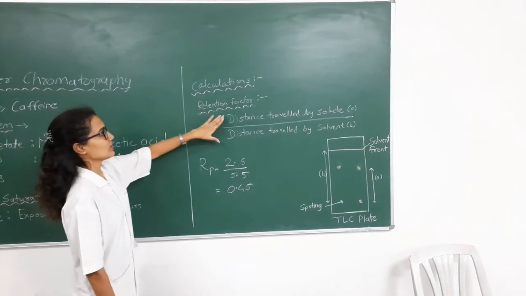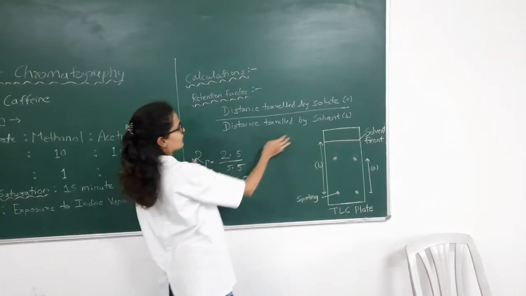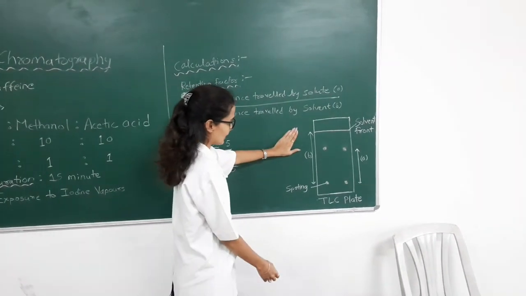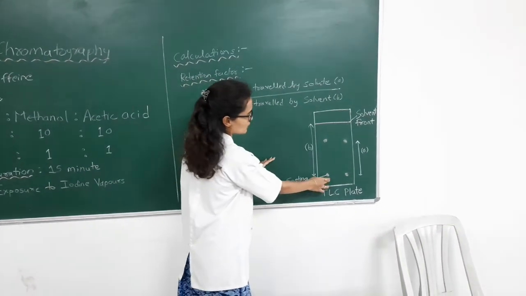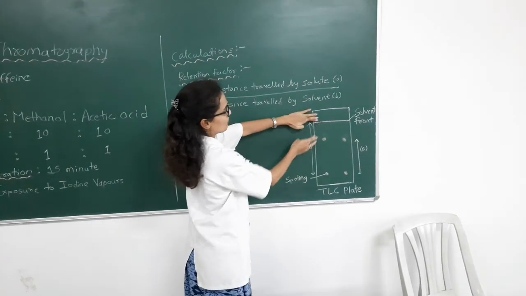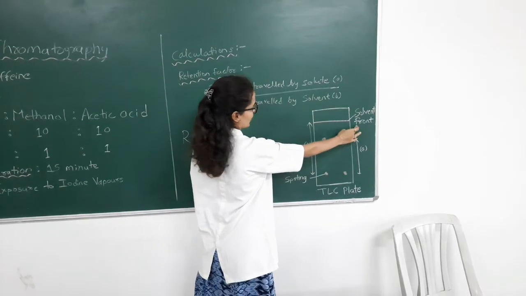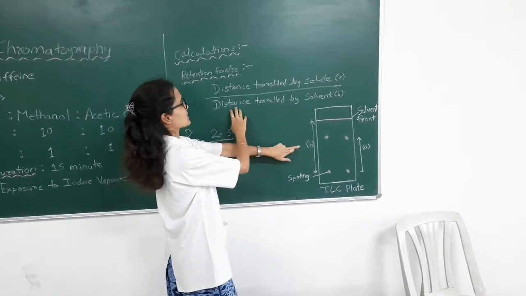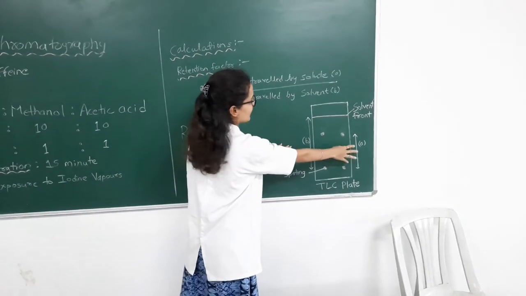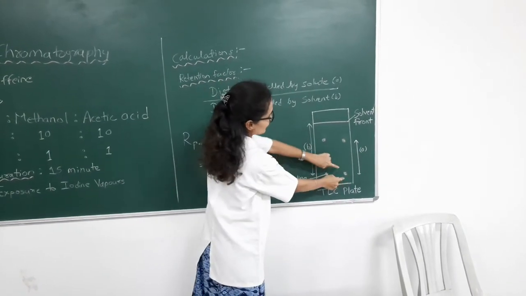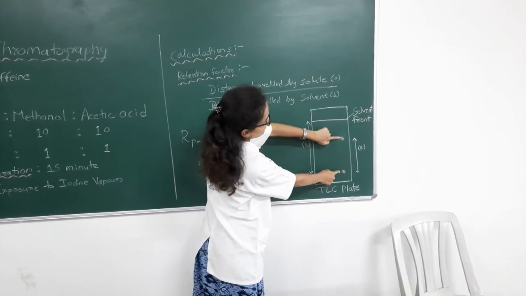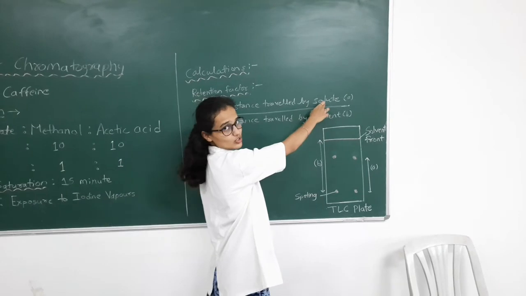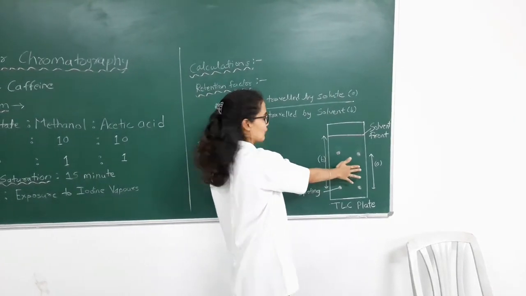Retention factor is calculated as distance traveled by the solute divided by distance traveled by the solvent. Here this diagram explains exactly what the distance is. The spotting was done over the plate, and up till this the plate was run. So this is your solvent front. The distance from the spot till the solvent front is B, the distance traveled by the solvent, and A is the distance traveled by the solute. The spot ran from here up till here. This distance is traveled by the solute, that is your sample, your caffeine.